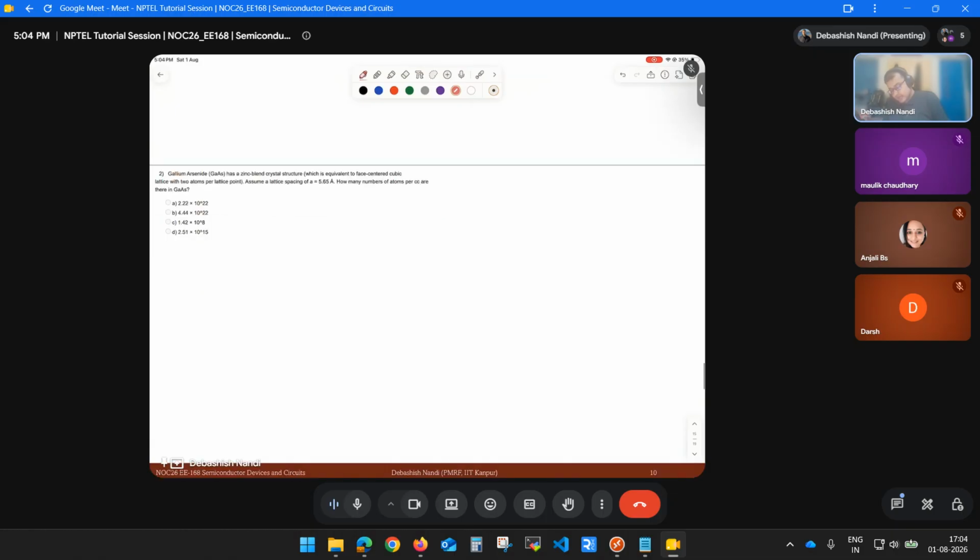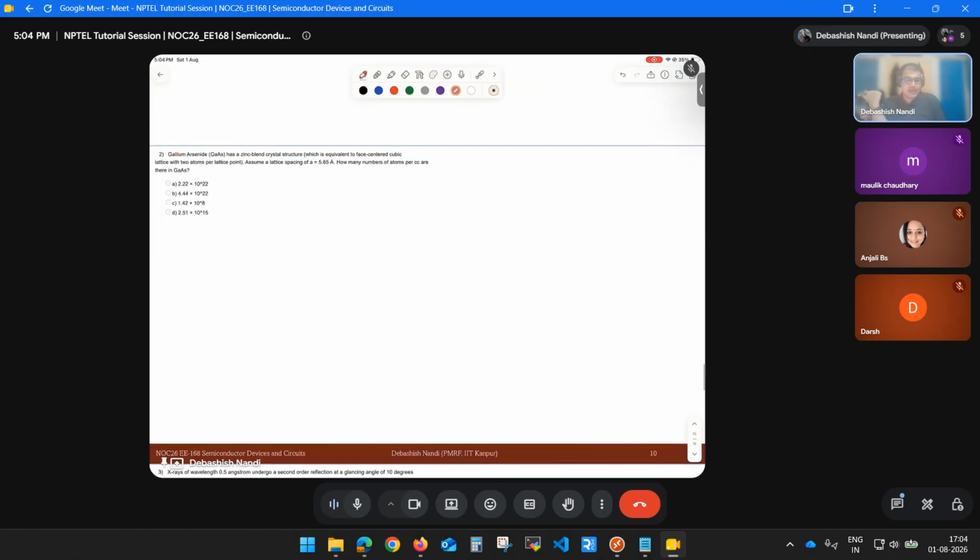Anyway, so another material is your gallium arsenide. Gallium arsenide has a zinc blende crystal structure which is equivalent to a face-centered cubic lattice with 2 atoms per lattice point. In the same tool, you can also view zinc blende structures as well, right? Gallium arsenide, for example. Assume a lattice spacing of this. How many atoms per cubic centimeter are there in gallium arsenide?